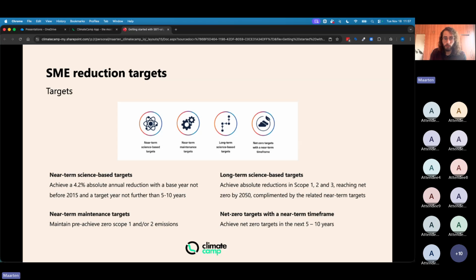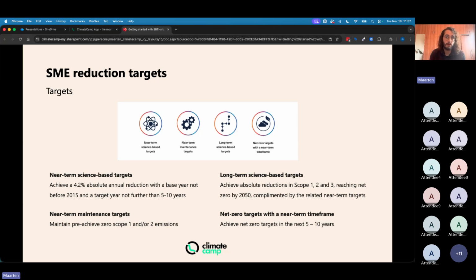What is the other near-term reduction target you can set, which is a near-term maintenance target? For some companies, you might be a drop shipper, you might not have sites with stationary combustion or mobile combustion, etc. You can commit to maintain that you have zero Scope 1 emissions or Scope 2 emissions, but most likely it's Scope 1 emissions, and that you are going to keep that at this level. This is the only other near-term target you can set.